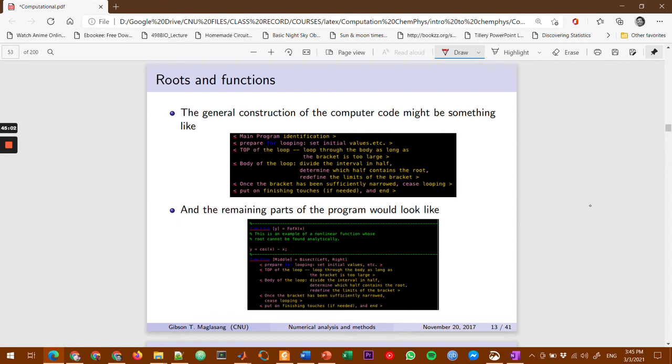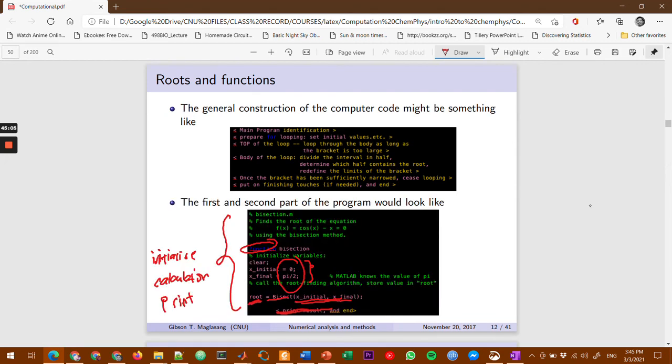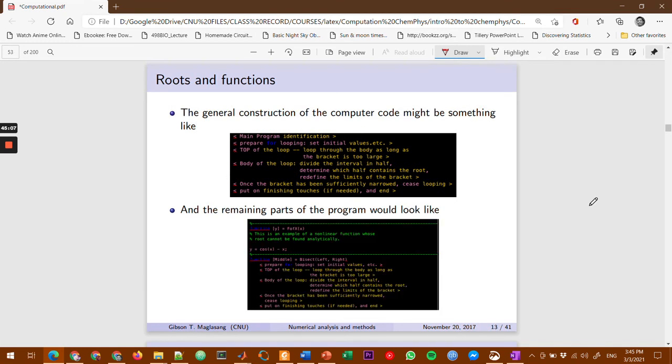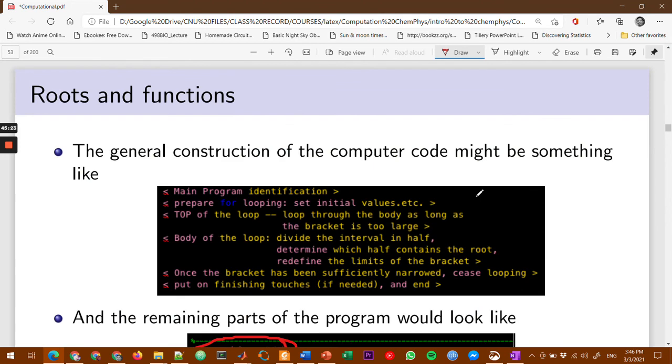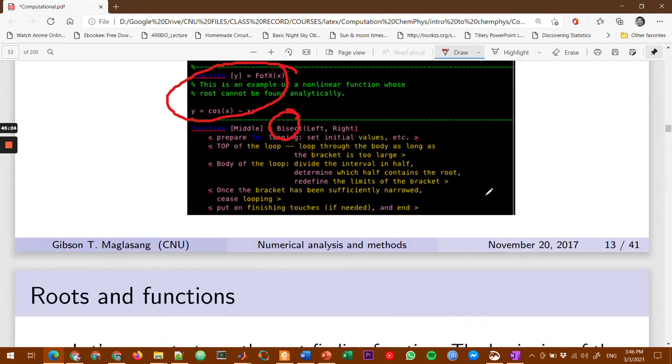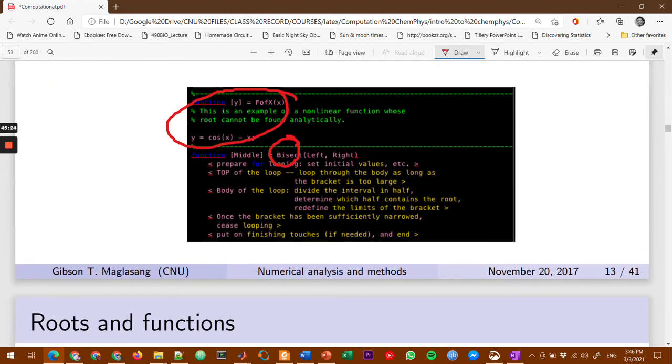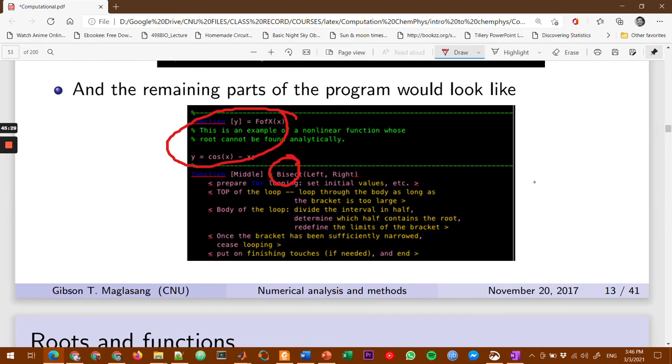Okay, the printing part. This is the remaining part of the program. The main program is actually the bisect function, right? So this is the definition of the bisect function. It is called bisect, and it uses the function f of x. So the first part of the program is you prepare your program for looping.